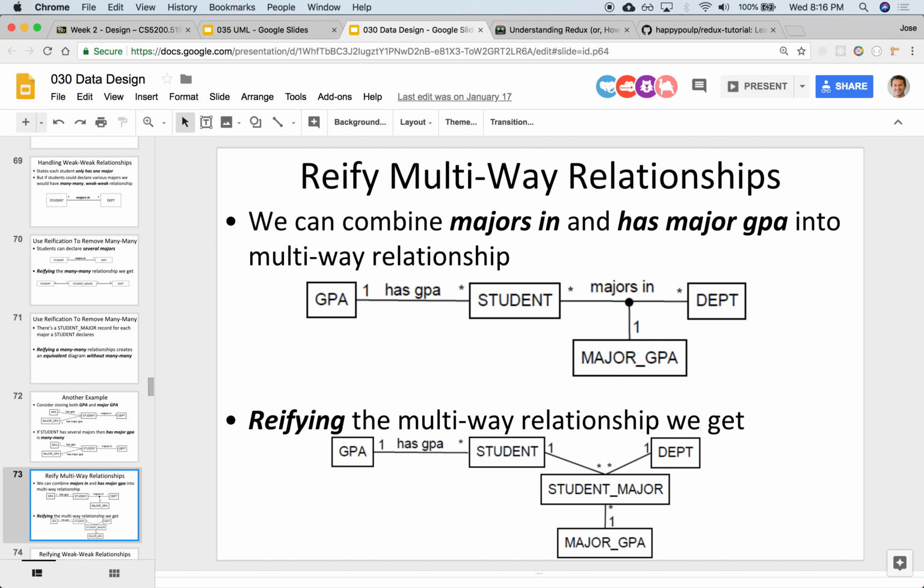So to do that, we're going to reify again. We're going to replace the verb with a noun, a student major, that makes a relationship that says, okay, this points to a student, to a department, and that's a GPA. Meaning that for any combination of student and department, I have a GPA for you. Okay, so that's reified.